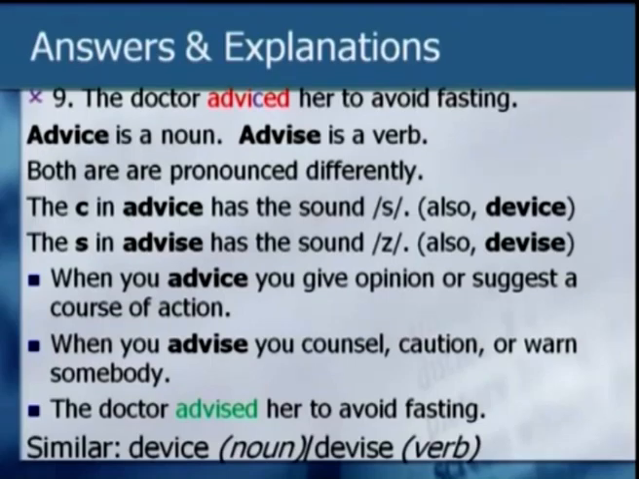Here again between device and devise, S and Z. Look at the next one, the S in advise has the sound Z. The difference between S and Z. Also devise. Now when you give advice, you give opinion or suggest a course of action. It is used in the noun form. When you advise, it's used in the verb form. You are doing something, you are counseling somebody, you are cautioning somebody, you are warning somebody against doing something. You are actively involved in the process.